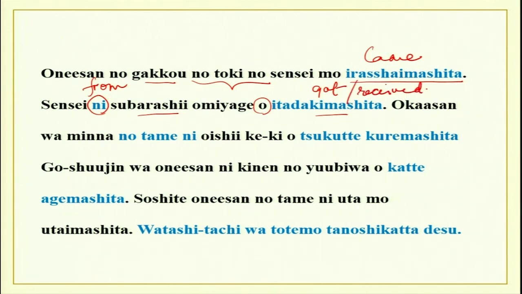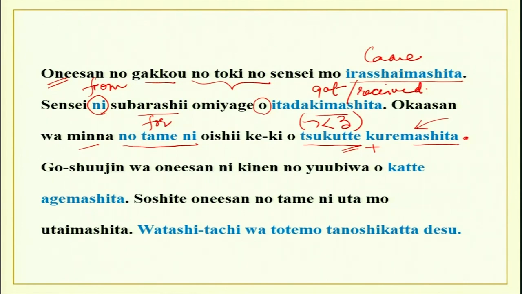So, over here who has received? Onesan has received. So, okasan wa minna no tame ni, for everyone, oishii keiki o tsukutte kuremashita. So, okasan wa tsukuru. The plain form of the verb is tsukuru. It is in te form plus kuremashita. Meaning, she made and we received the pleasure of eating the cake. So, I will explain all these forms after we have completed the passage. Over here, just concentrate on the meaning.